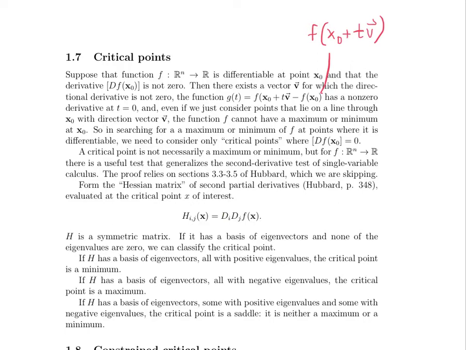Basically, if it has a basis of eigenvectors and none of the eigenvalues are 0, that means that we can classify the critical point by using this particular test. If the matrix has a basis of eigenvectors, all with positive eigenvalues, the critical point is a minimum. If it has a basis of eigenvectors, all with negative eigenvalues, the critical point is a maximum. If it has a basis of eigenvectors, some with positive eigenvalues, some with negative eigenvalues, the critical point is a saddle. It is neither a maximum or a minimum.